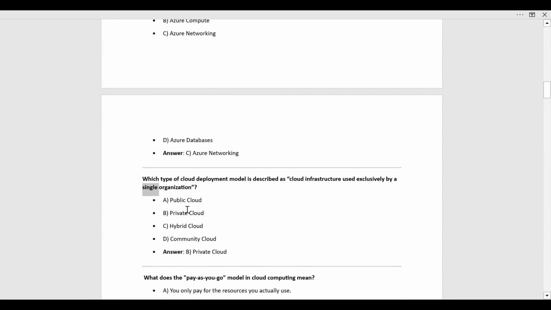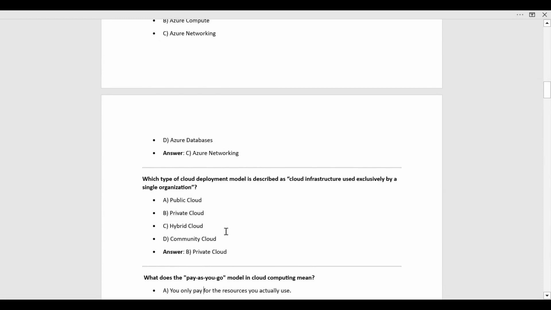The answer is private cloud, because with private cloud, they don't want to share with other organizations. They want a dedicated infrastructure for a single organization. That's the reason they are going for a private cloud. So this again we have discussed yesterday. So this is the answer. Option B is the answer.